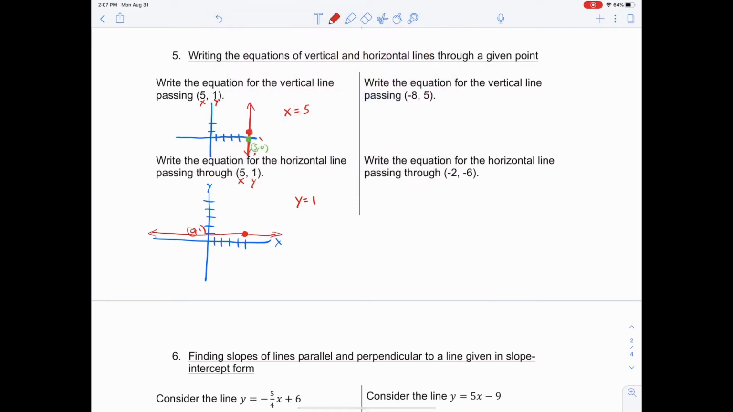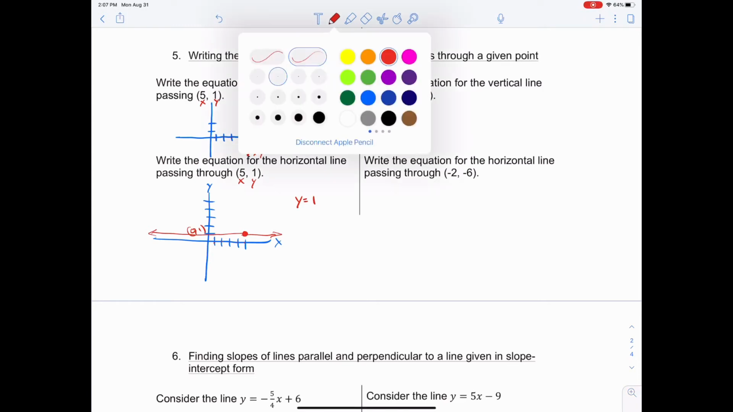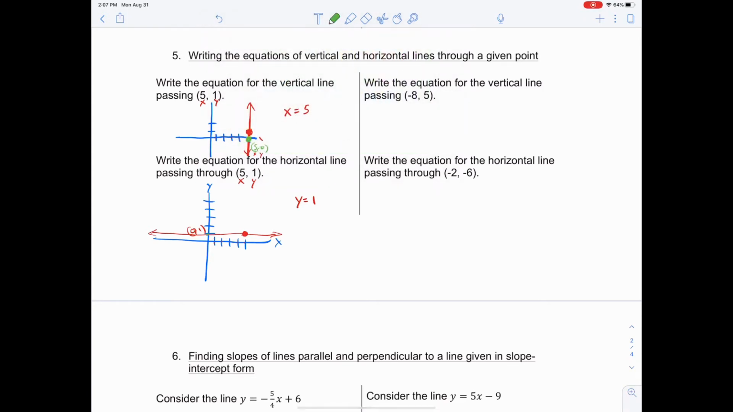So that's x, y. But notice down here, it's crossing right here. So this is our x, y. Our y equals 1. So it's whatever the axis is that it crosses. So at the top one, it's crossing at 5, and at the bottom one here, it's crossing at 1.